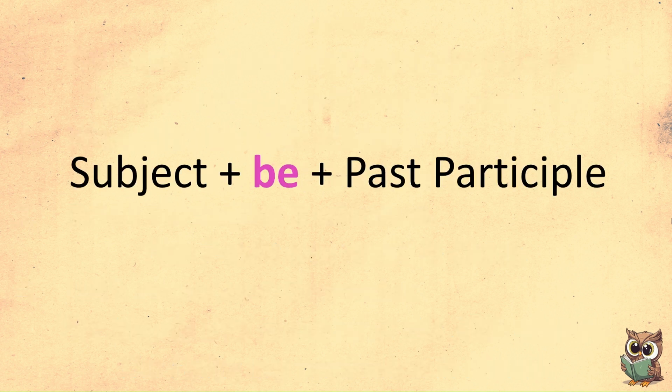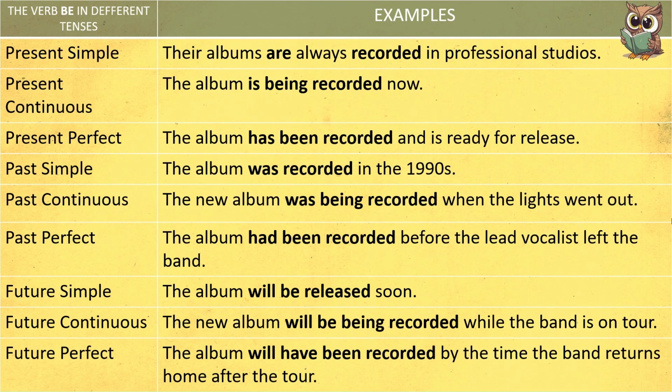The structure of the passive construction: subject plus the verb to be plus the past participle. So, we have to change the verb to be and use it in different tenses. Let's start with the present simple. Their albums are always recorded in professional studios. We have the adverb of frequency "always," that's why we have to use the present simple.